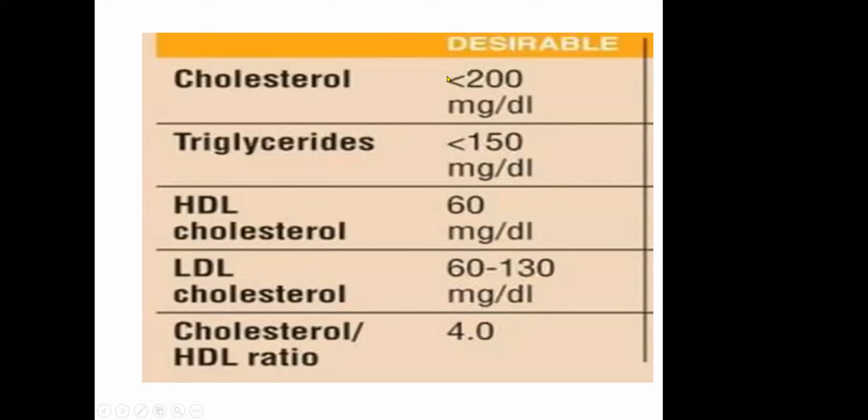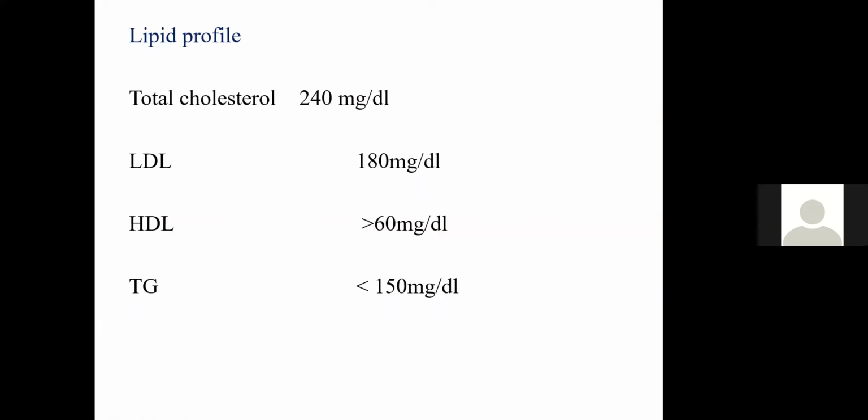So the normal levels: total cholesterol less than 200, triglyceride less than 150, HDL 60, LDL 60 to 130. Okay. So you can remember that, and we will see the report. Afnan, are you there? Yes, ma'am. Okay, so please read the report.